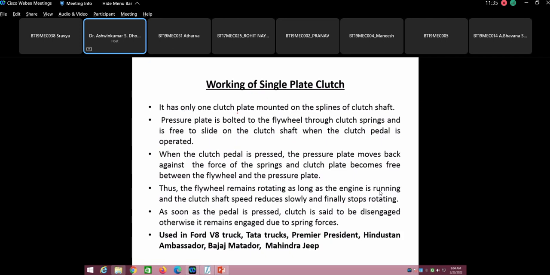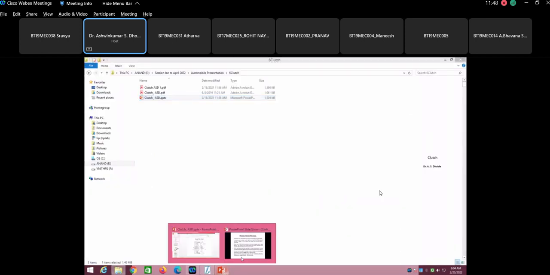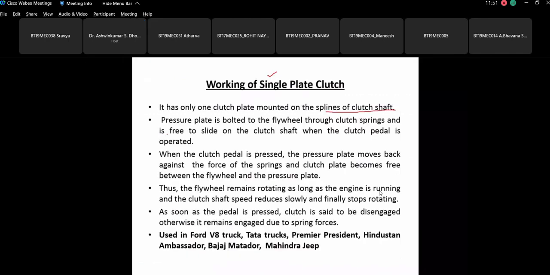It has only one clutch plate mounted on this spline clutch shaft. So I'm having only one plate, and naturally it is a single plate clutch. The pressure plate is bolted to the flywheel through clutch springs and is free to slide on the clutch shaft when the clutch pedal is operated. When the clutch pedal is pressed, the pressure plate moves back against the force of the spring and the clutch plate becomes free between flywheel and pressure plate.